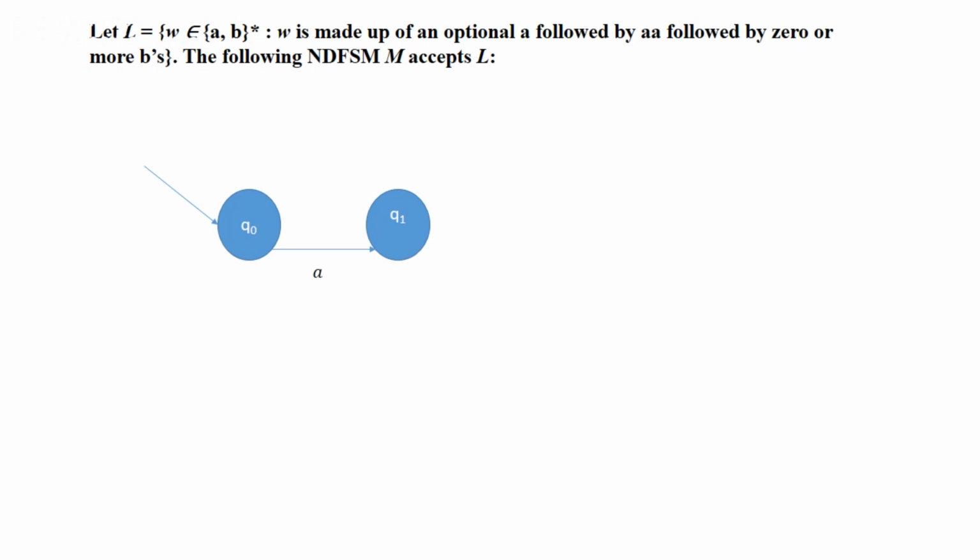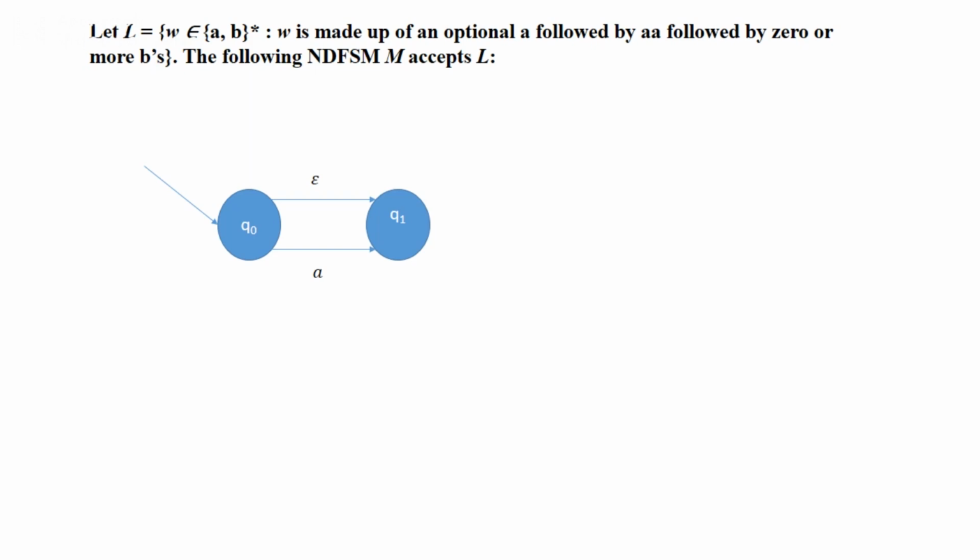How do I make it optional? I can make this a optional by escaping this transition. How do I escape this transition? By taking an epsilon transition. This is an empty string. Even if you don't supply input from Q0, you can jump to Q1. After that, this will give you an optional a.